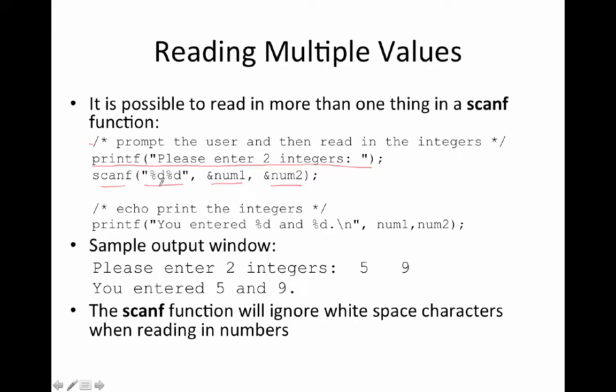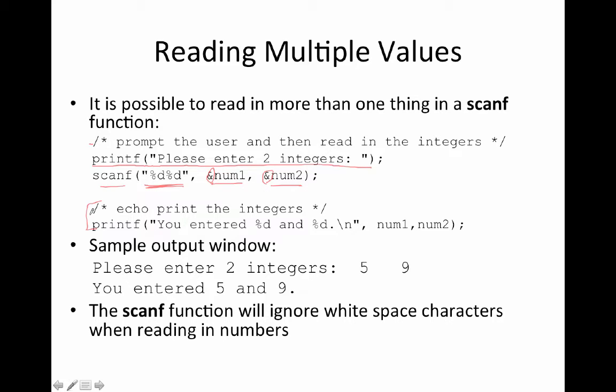So in this case, the control string is going to have two %ds because we're reading in two integer values. And again, we have to have the ampersand symbol in front of the variables. That specifies the location of the variables, so the scanf function, when the user types in values, can actually store them in the variables. And then once we read them in, we might want to, as the comment says, echo print the integers by just printing out what the user entered.